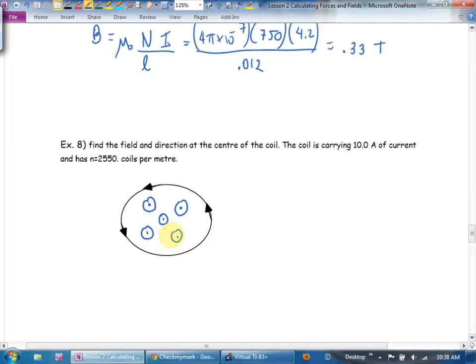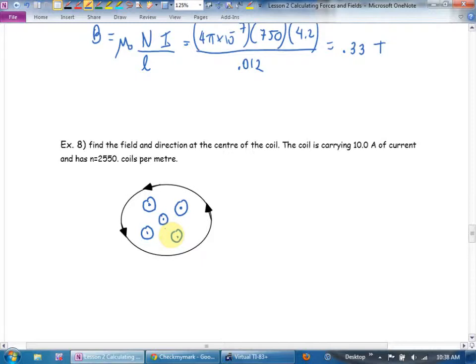What were they designed to represent? How do you remember what's what? Arrow coming towards you, tail feathers of an arrow going away from you. It's good, simple. So there's the direction. Now it wants us to find the magnitude.